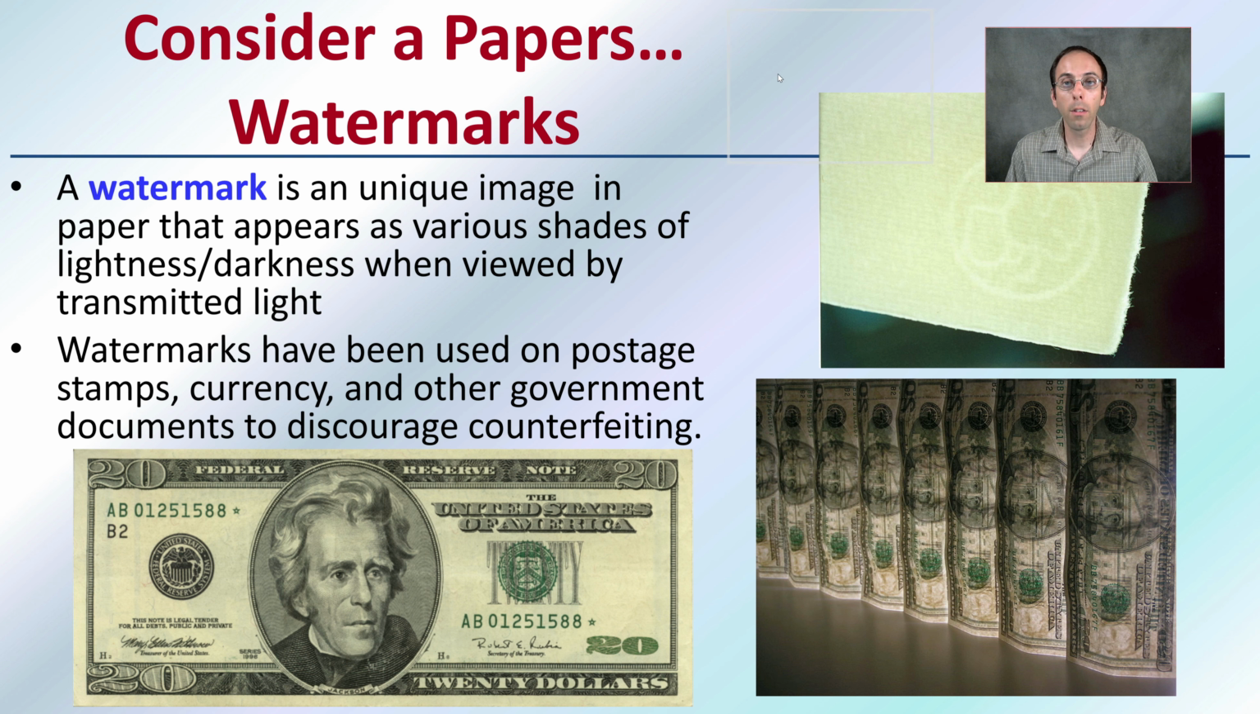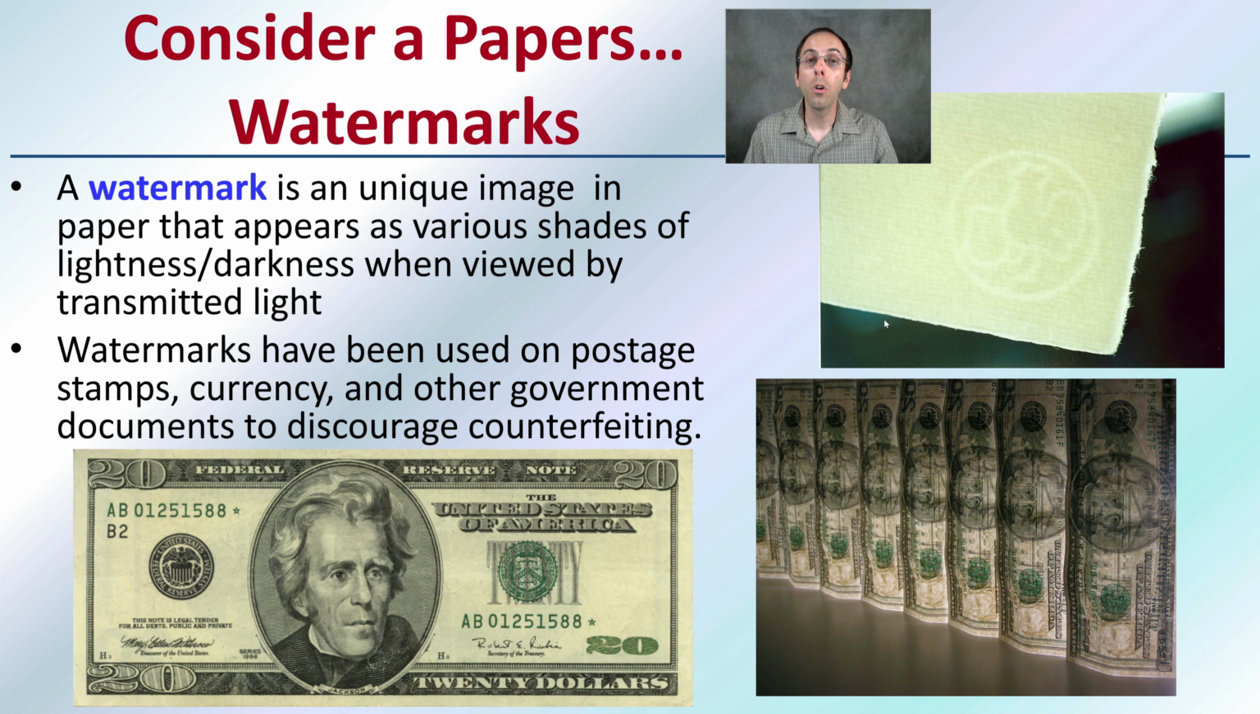Last thing you want to consider in certain papers is the potential for a watermark, which is a unique image in paper that appears at various shades of lightness and darkness when viewed with transmitted light. Watermarks can be used on postage stamps, currency, and other documents. It's very common to find them. A lot of times on money it's used to help prevent counterfeiting, but there are some companies that do put a watermark within their paper, sometimes in the corner, sometimes in the entire background. It can be difficult to see, but if it is present, you look under the right light, you'll be able to find it. And all of these factors can help you identify paper and match it up to something that might be found at a crime scene versus a stock paper source.